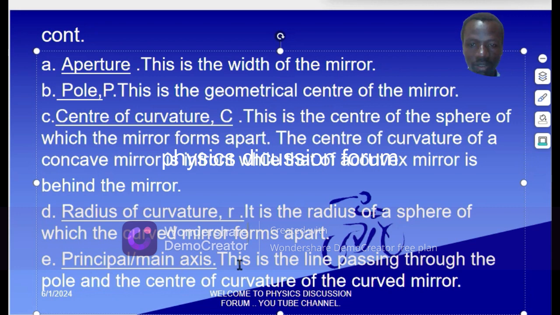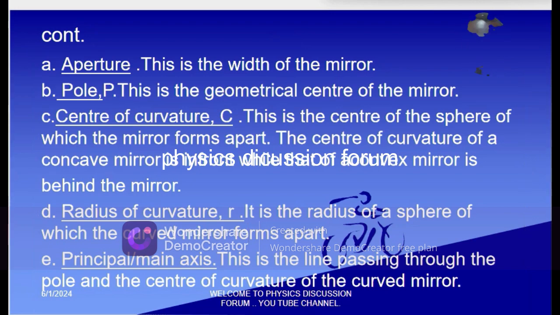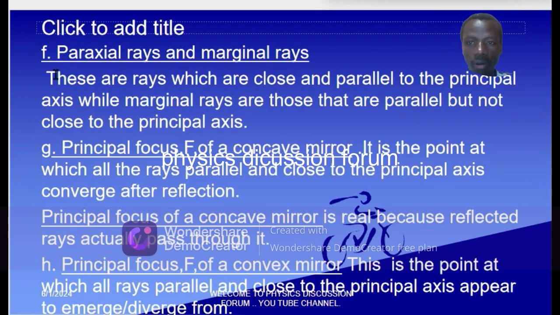Then the principal axis is the line passing through the pole and the center of curvature of the mirror, as you have seen from the diagram. We have paraxial rays and marginal rays. We can distinguish between the two. When asked to distinguish, we can simply say paraxial rays are rays which are close and parallel to the principal axis, while marginal rays are those that are parallel but not close to the principal axis. The words "but not" are very important to distinguish between the two.